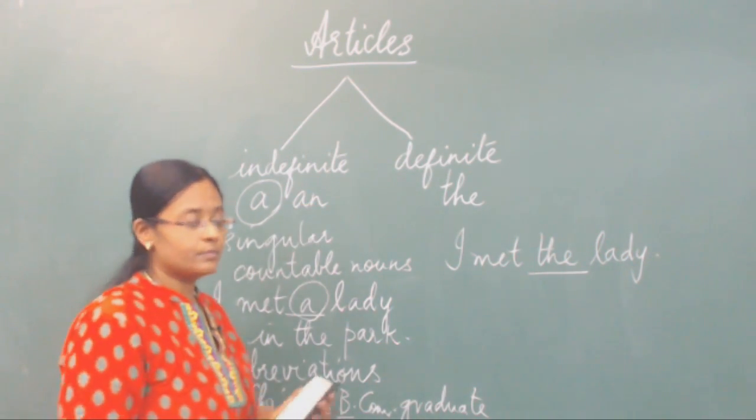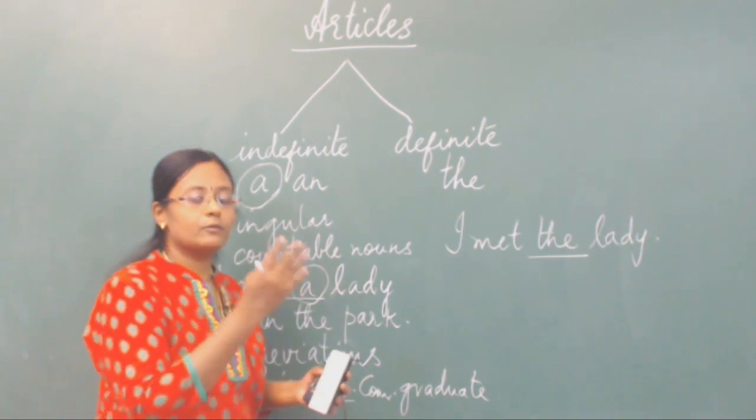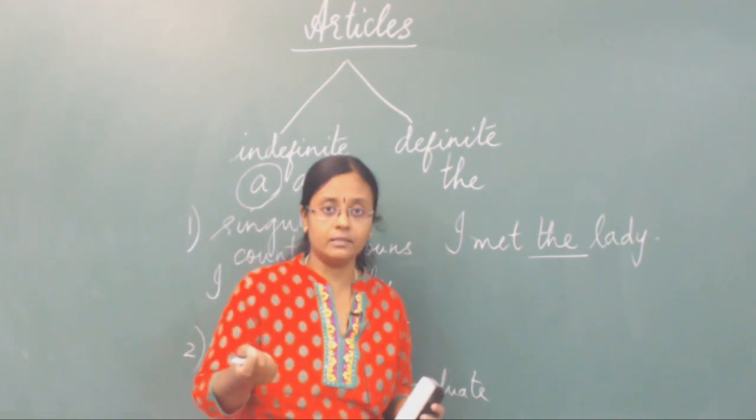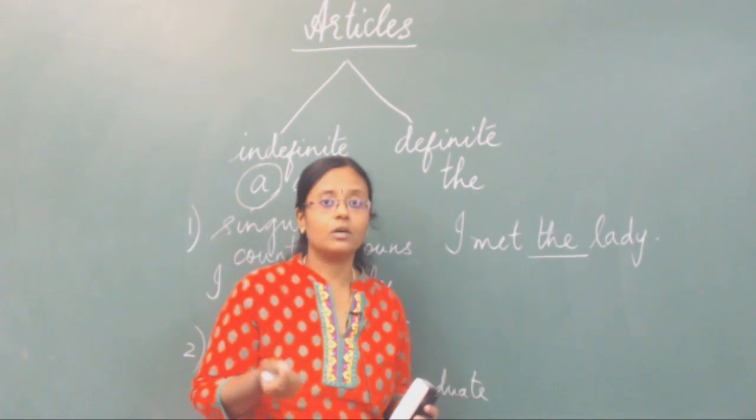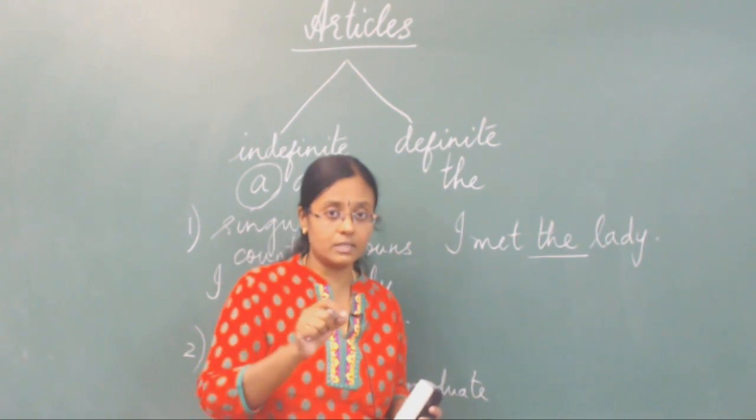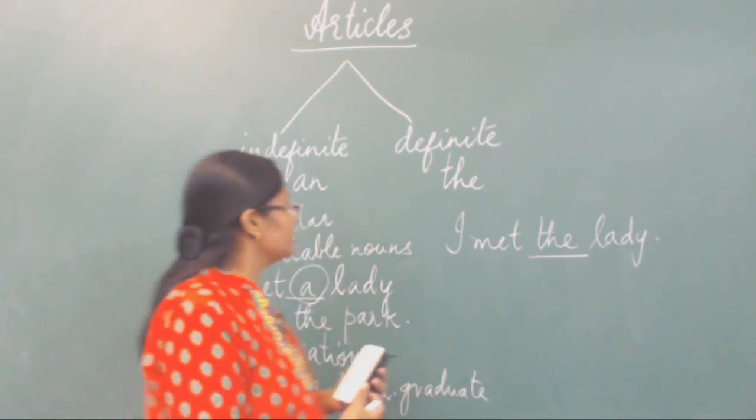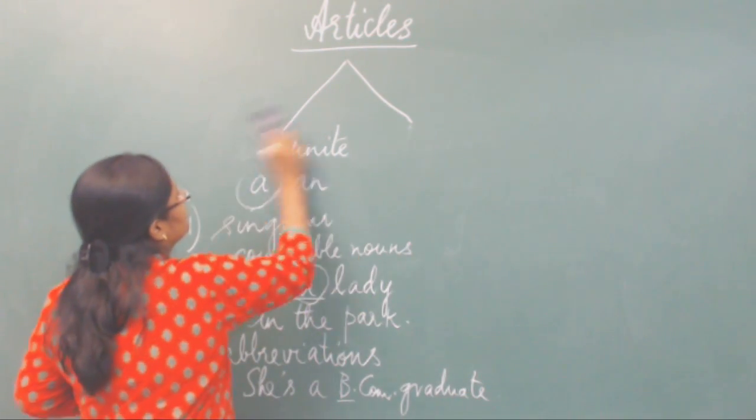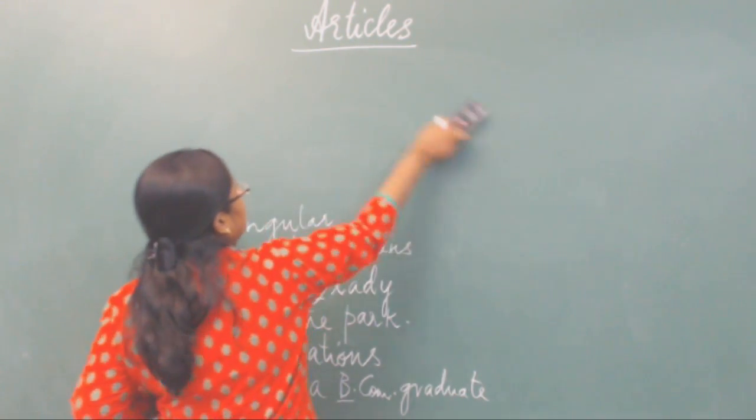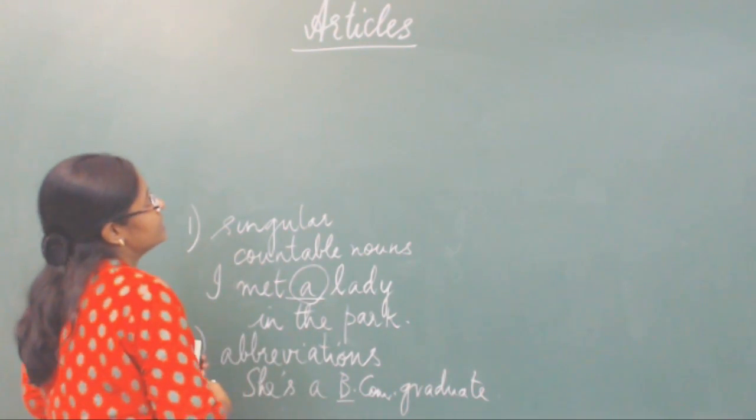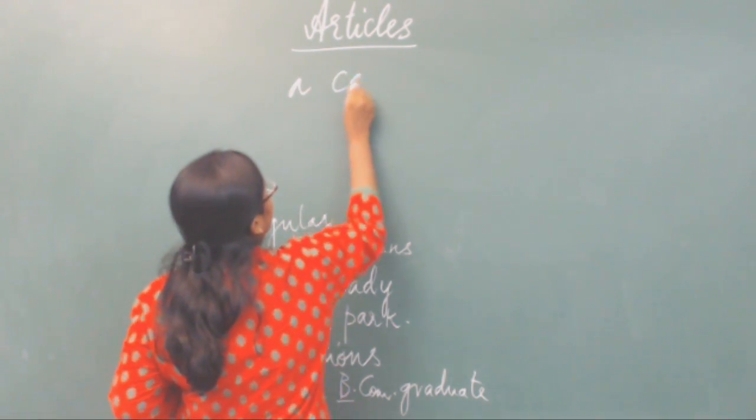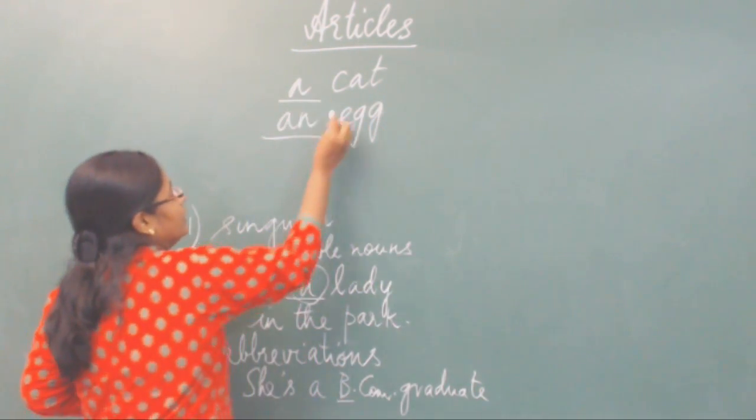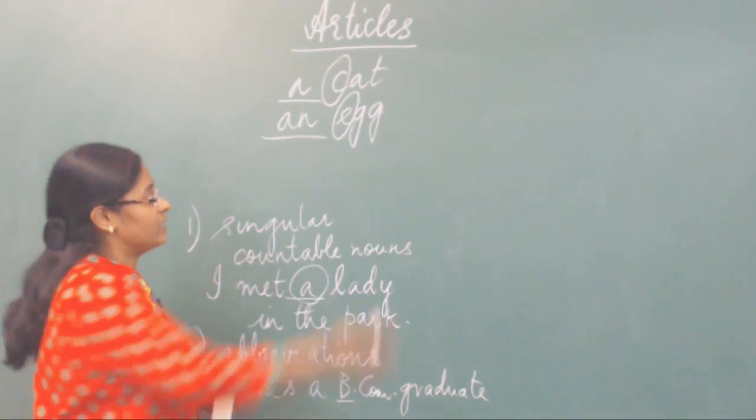Then the article an is used, the same way, before words that begin with a vowel sound, not necessarily a vowel letter. Sometimes the letter may be a consonant, but the sound may be a vowel sound. We'll see examples for that. Things will become clear with more examples. That's the basic difference between a and an. It's very basic. Okay, a consonant, an vowel. That's very clear, that's very obvious.